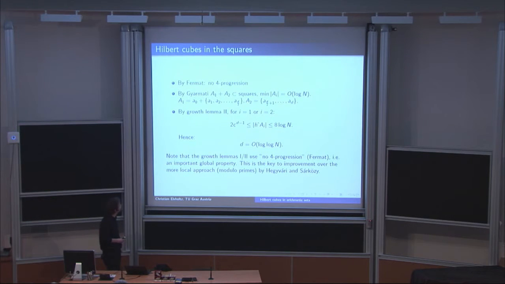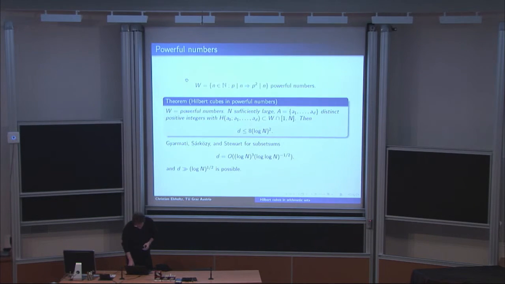So by Fermat, the squares do not contain 4 progressions. By Gyarmati's lemma, you can split the Hilbert cube in 2 parts, and one of the parts is only of logarithmic size. And because the sets A are, in our application, a Hilbert cube of size d over 2, you get c to some exponent like d is less than logarithmic of n, so d is double logarithmic in n. So now the proof is really simple. I think the framework of the proof, avoiding the question modulo p, but using this global property that there are no arithmetic progressions, helped a lot.